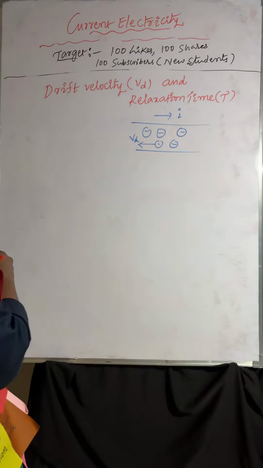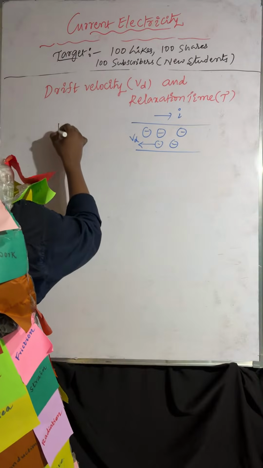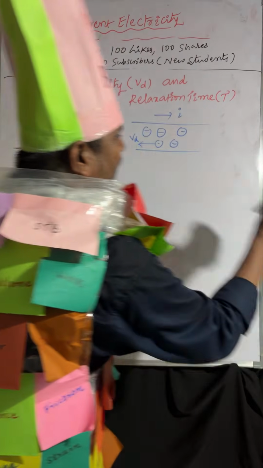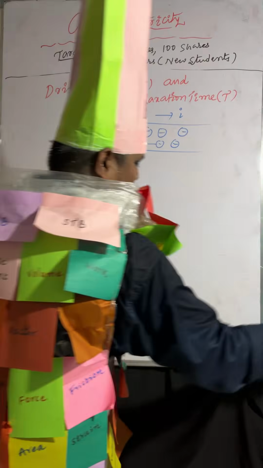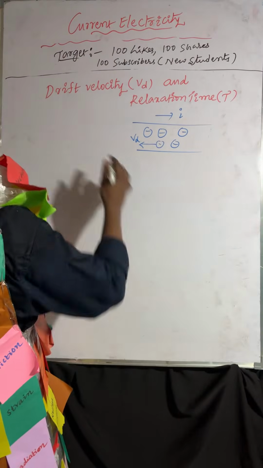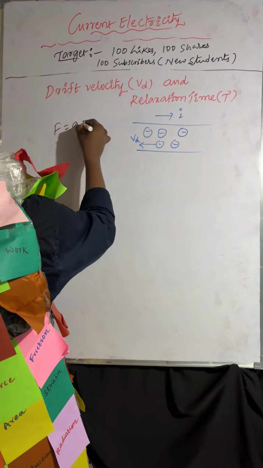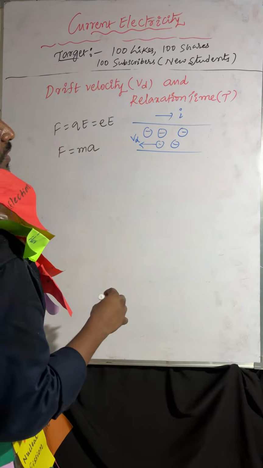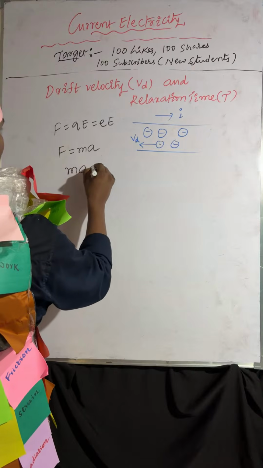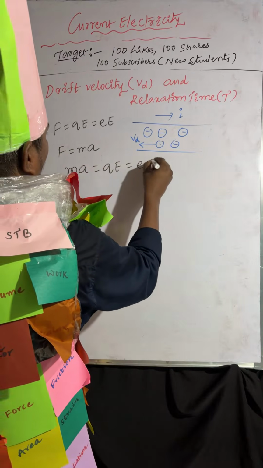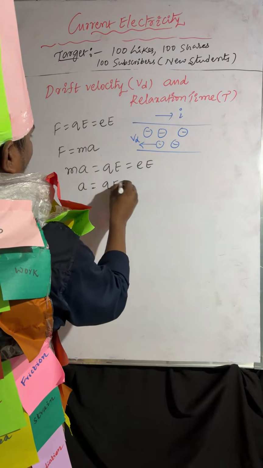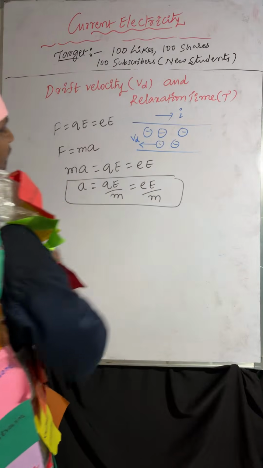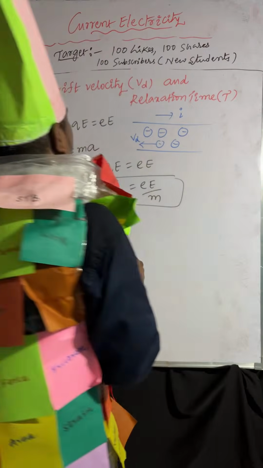So the force F equal to QE, or eE. F equal to ma. So ma equal to QE equal to eE. Then a equal to QE by m, then eE by m. Okay. So coming to the drift velocity.